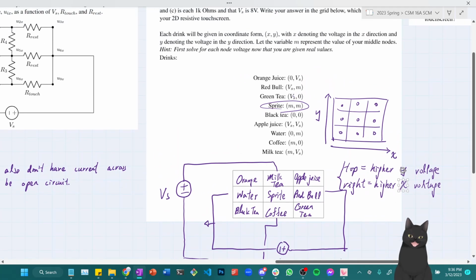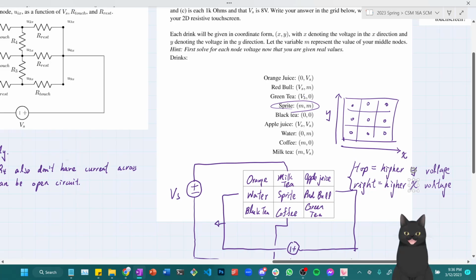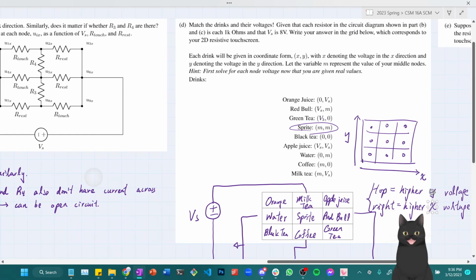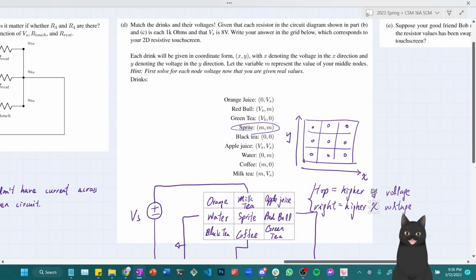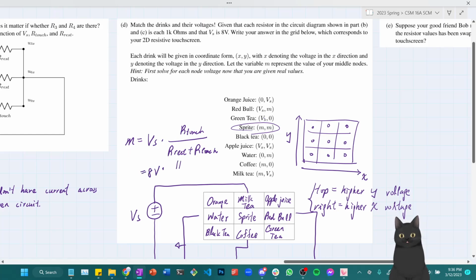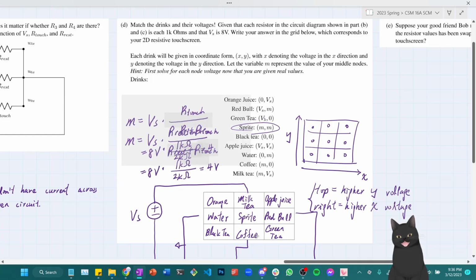Well, m is supposed to be the middle x voltage and the middle y voltage, and we also know that each of the resistors R_rest and R_touch all have 1 kilo ohm. So m is equal to, once again, we're going to invoke voltage divider. M is equal to Vs times R_touch over R_rest plus R_touch, which is equal to 8 volts times 1 kilo ohm over 2 kilo ohm. And that is equal to 4 volts. Let me put this a little bit above so it's not so crowded.